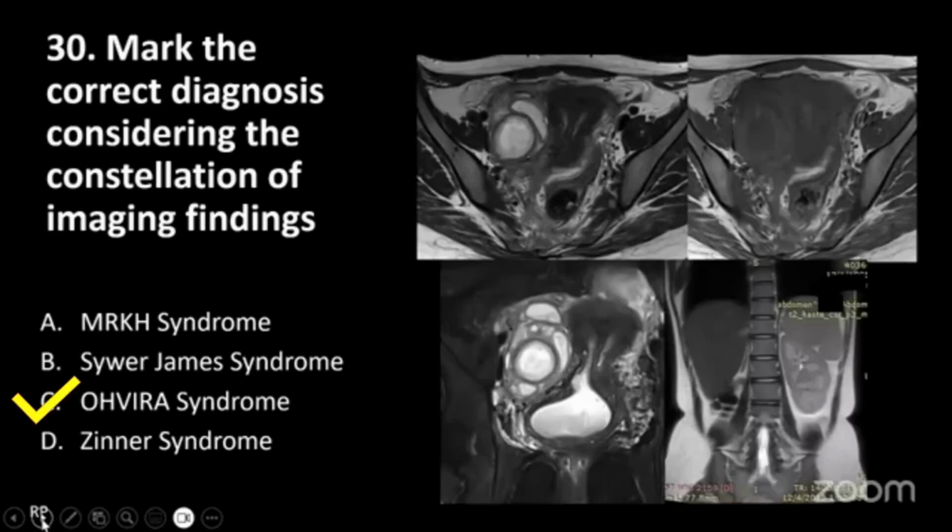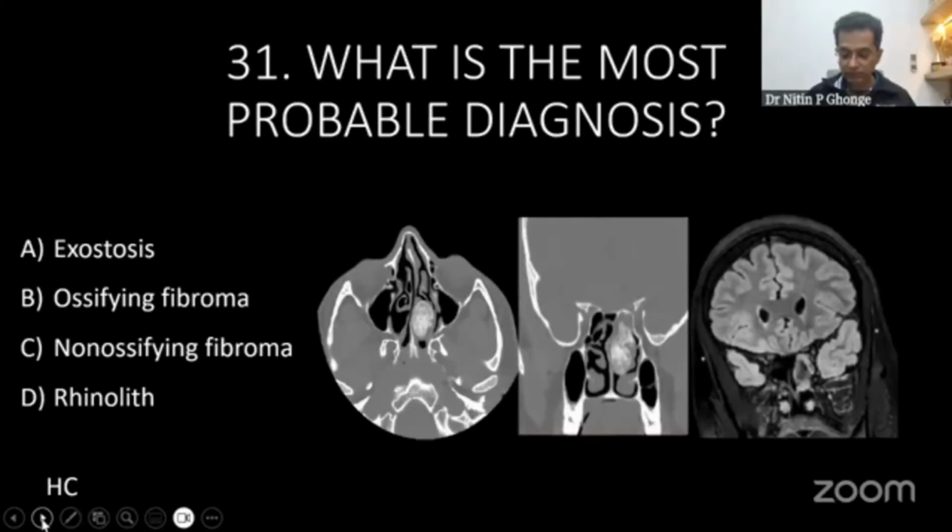It's OHVIRA syndrome, which is obstructed hemivagina with ipsilateral renal anomaly. Please read about MRKH and Swyer-James syndrome, which are also important. But Zinner syndrome is a male counterpart of OHVIRA syndrome. Read about that. This is ossifying fibroma, but given others can mimic so in MR, but CT is classical for ossifying fibroma.